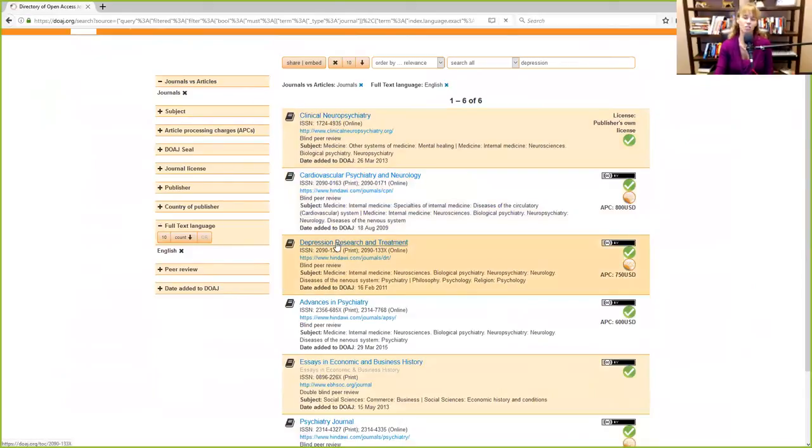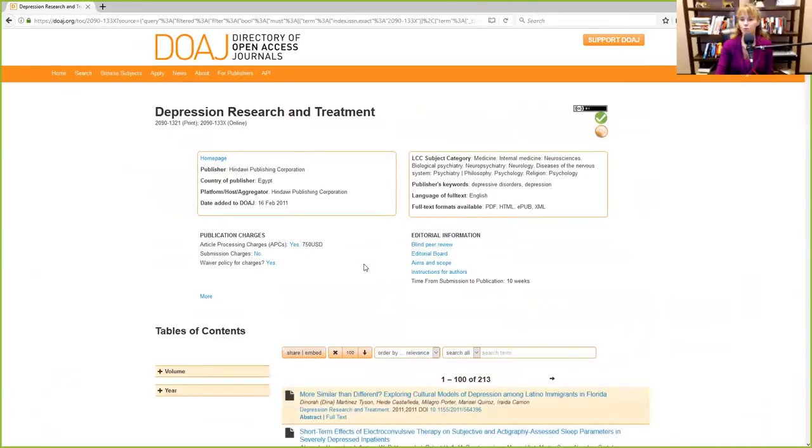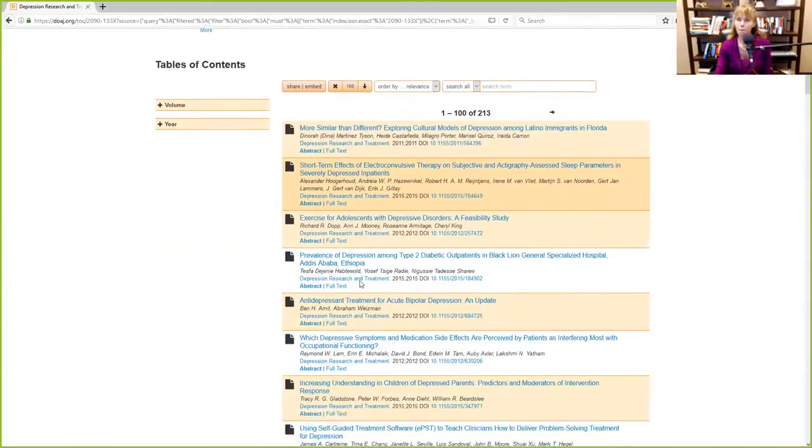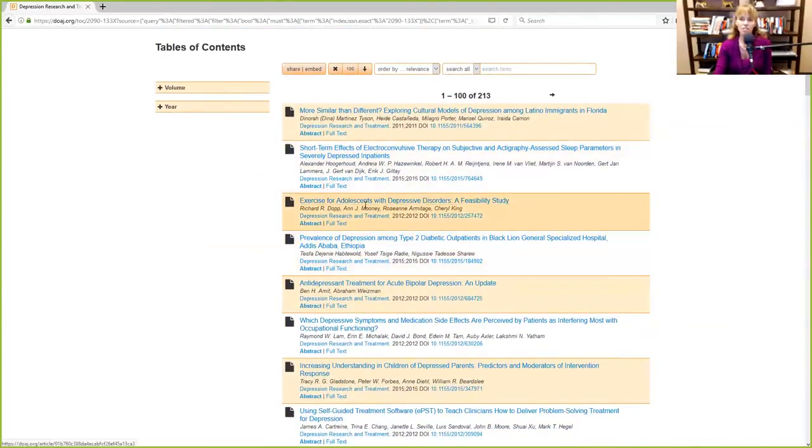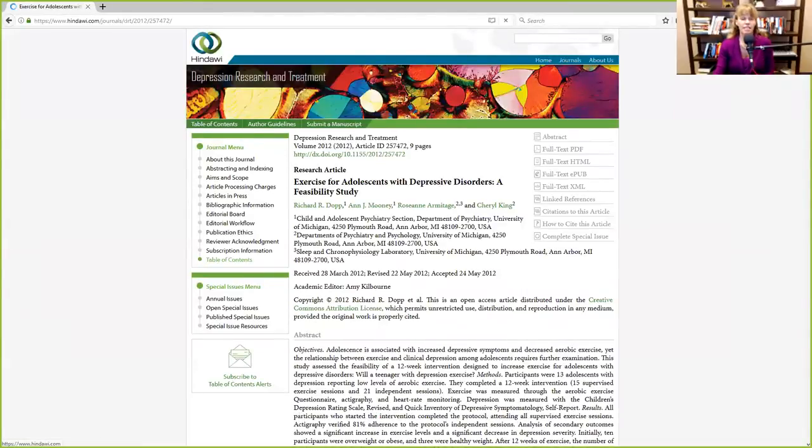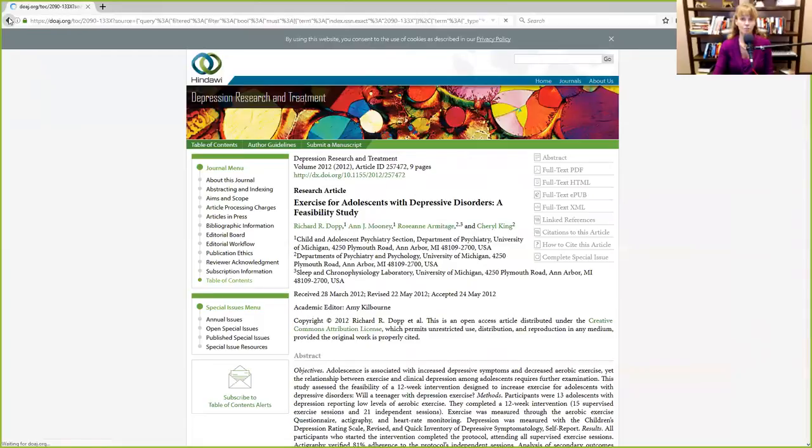Let's look at depression research and treatment. That sounds more like what most people would be interested in. So this one is published in Egypt, so some of the generalizability may be not so good, but it gives you a place to start. The language is in full text. And this one, exercise for adolescents with depressive disorders, a feasibility study. So how feasible is it that it's going to work? And if you want to look at that, you can read the entire article.